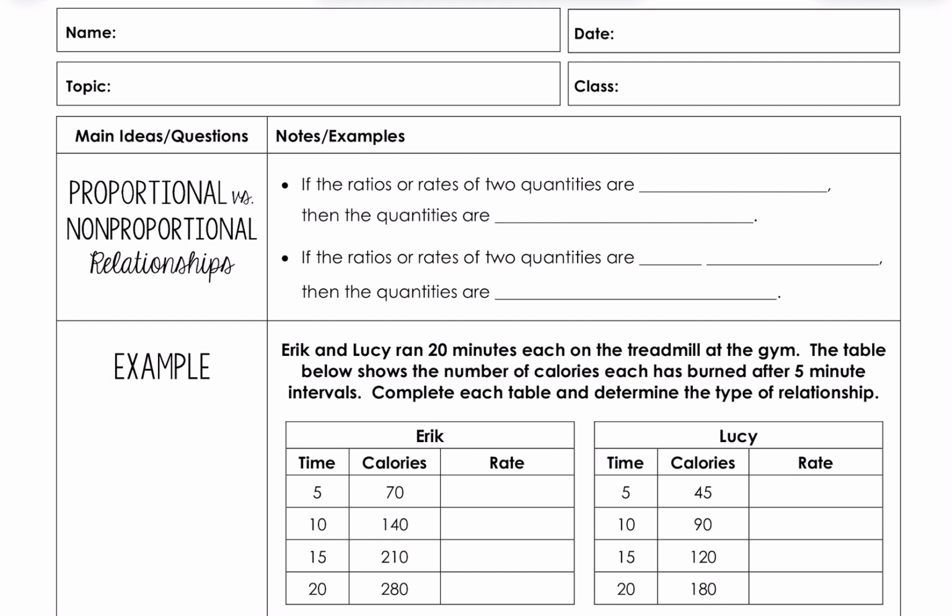So if it is proportional, that means that if the ratios or rates of the two quantities are equal, then the quantities are proportional. So once again, if I get my unit rate or my ratio, if they are equal to each other for my whole table, that means that they are proportional. Now, in the opposite case, if the ratios and rates of two quantities are not equal, then those quantities are non-proportional.